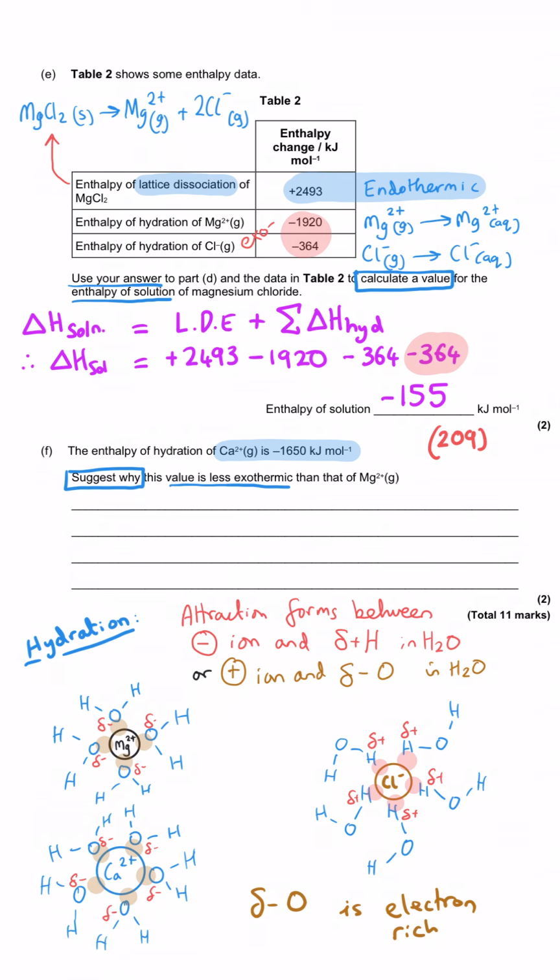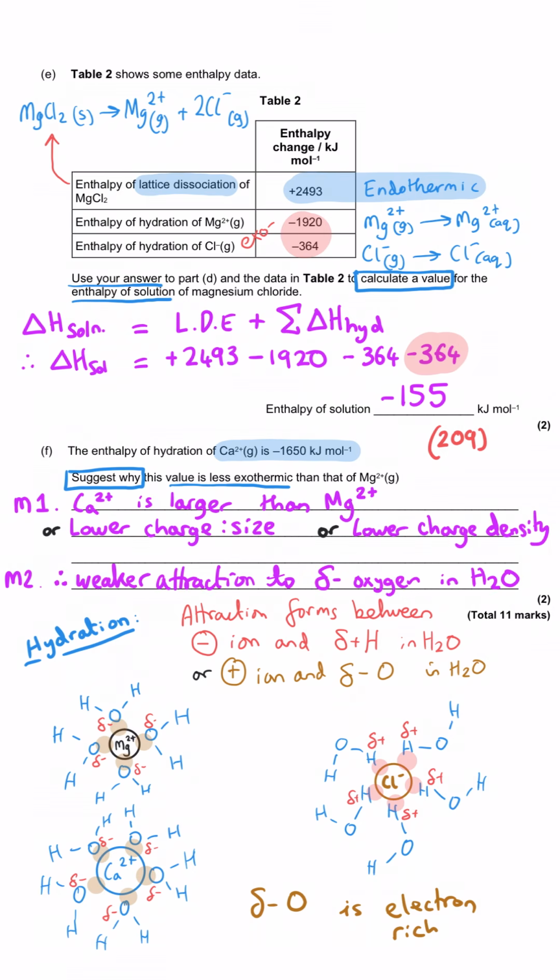And so what we need to do here is compare the sizes of calcium and magnesium. Now, calcium is a bigger ion and it has the same charge. And so what you could say is it's a bigger ion, or you could say it's got a lower charge to size ratio compared to magnesium 2+, or it's got a lower charge density. And so as a result of any one of those three things that we mention in M1, we can say that there is therefore a weaker attraction between the ion and the electron-rich oxygen in water.